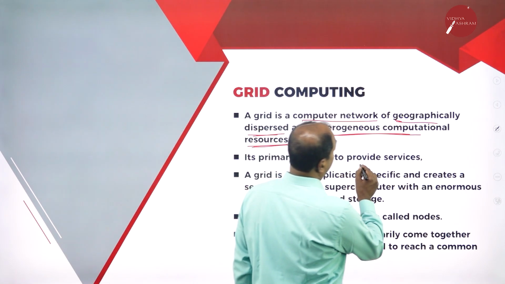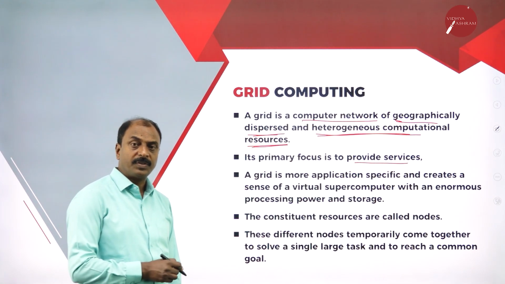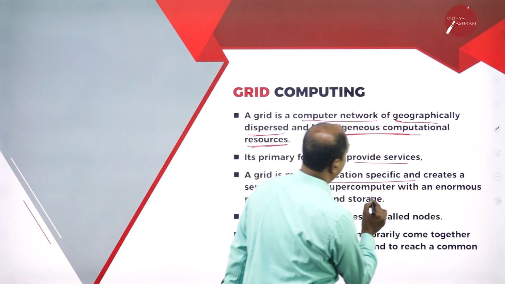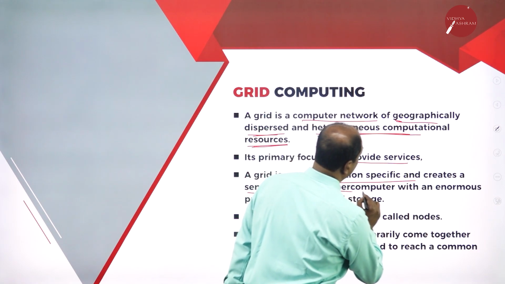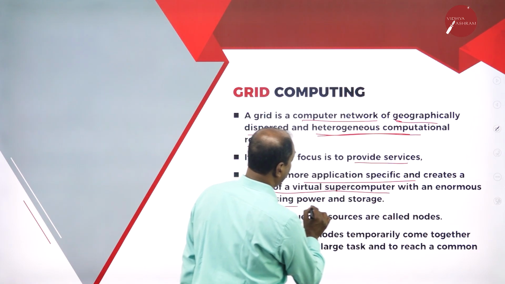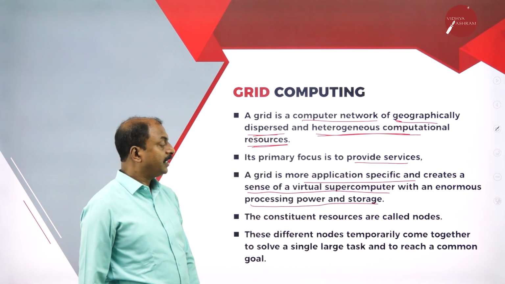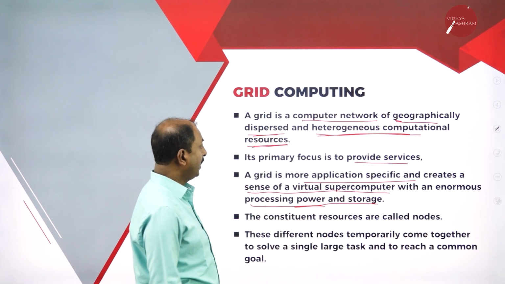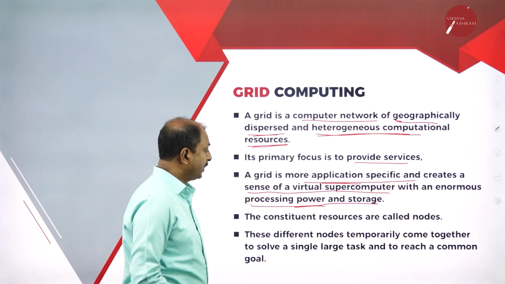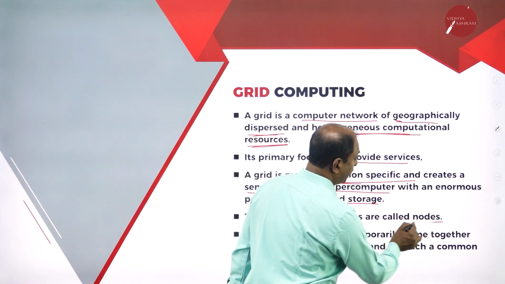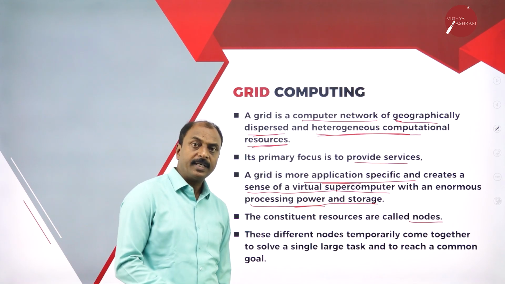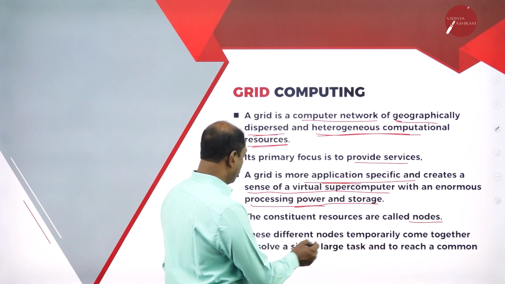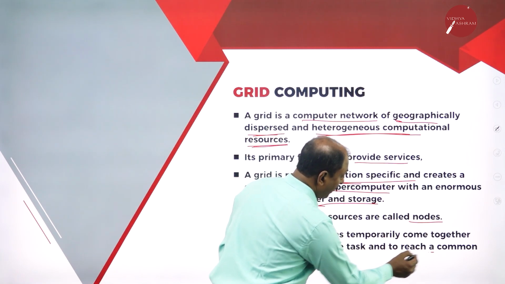Its primary focus is to provide services, just as cloud services also provide services. But a grid is more application specific and creates a sense of a virtual supercomputer with enormous processing power and storage. The advantage of this is that it provides enormous processing power and storage for the users, and it is application specific. The constituent resources are called nodes. The resources we connect to this grid network are called nodes. And these different nodes temporarily come together to solve a single large task and reach a common goal.